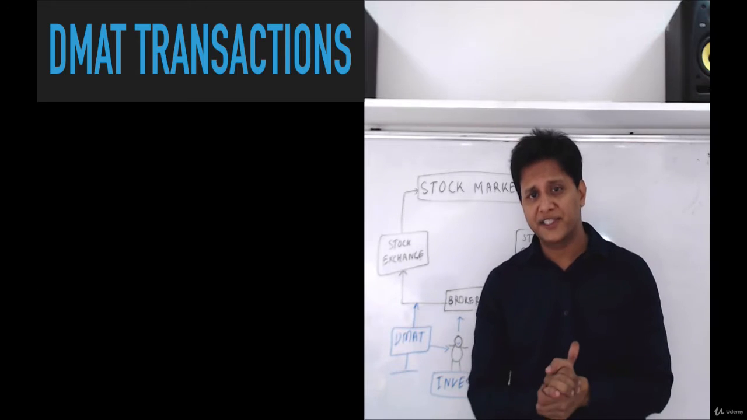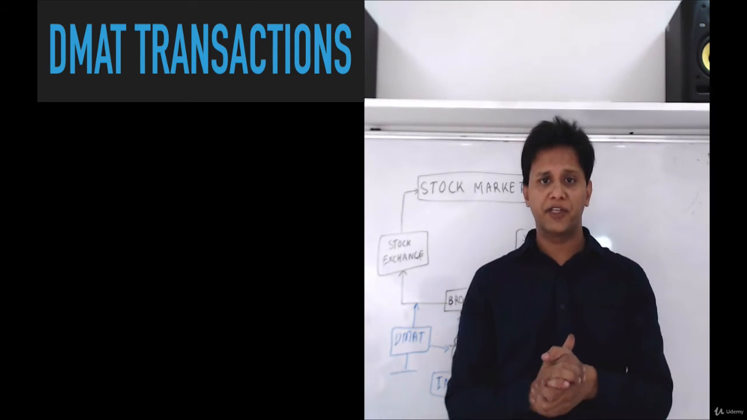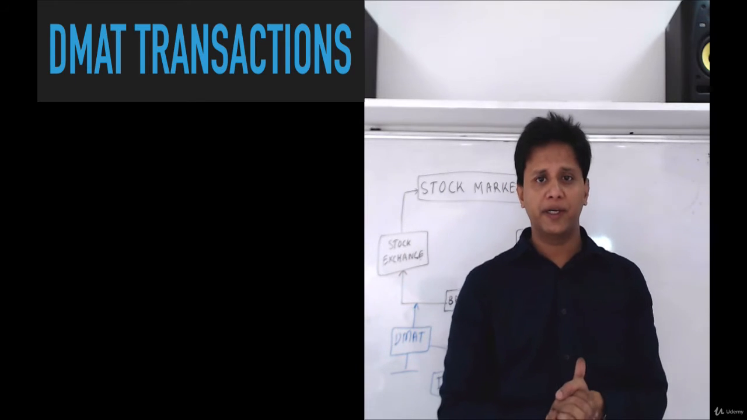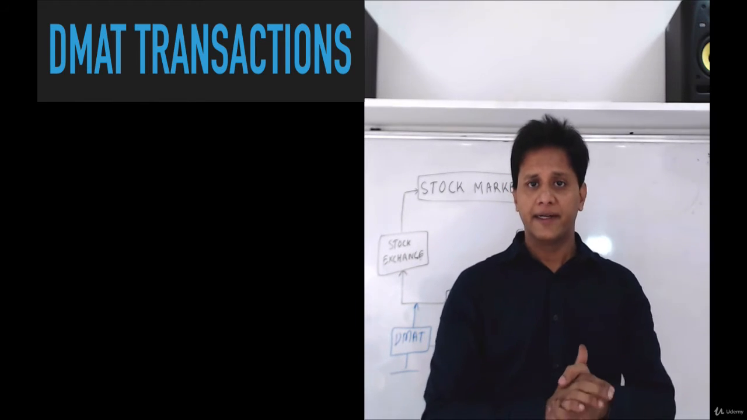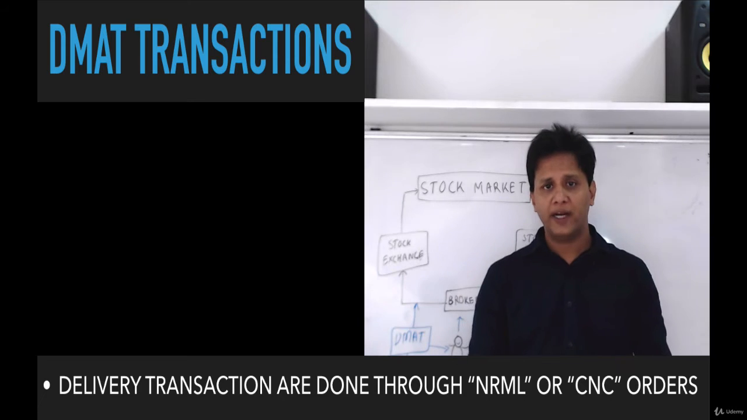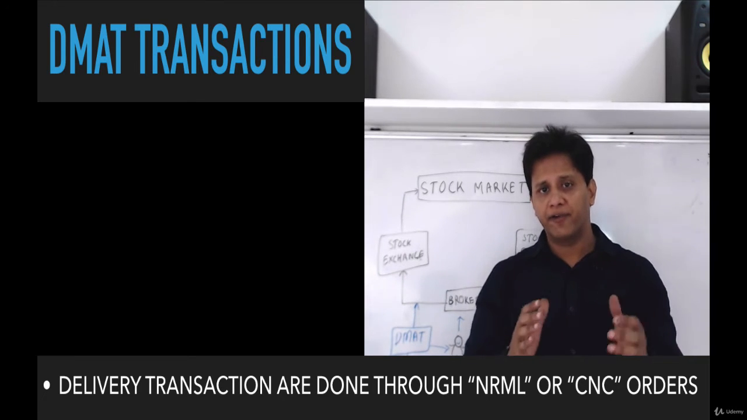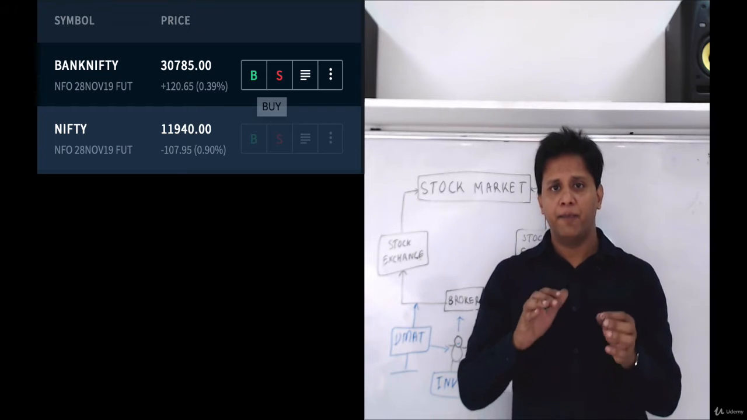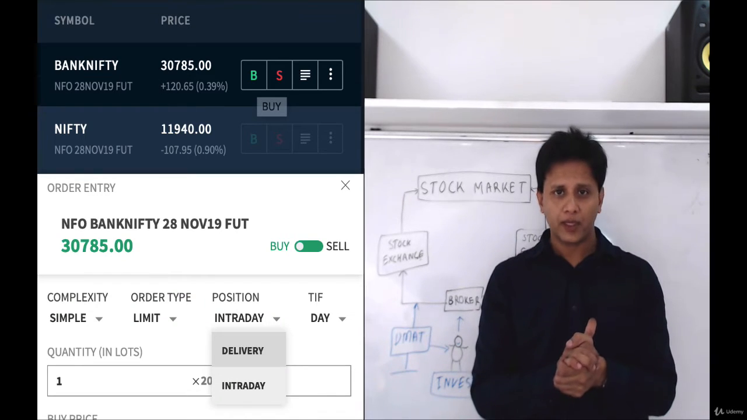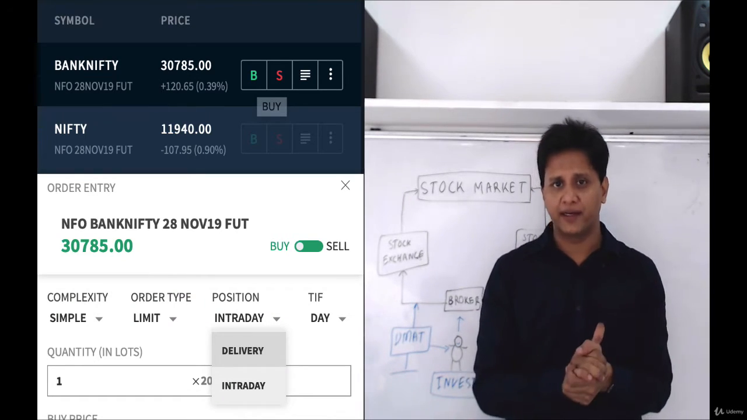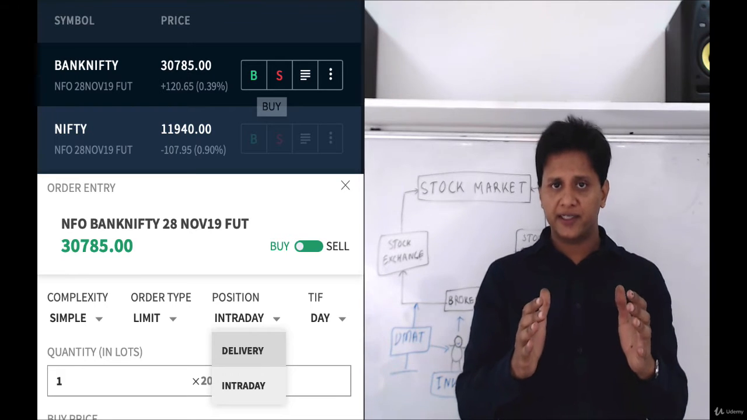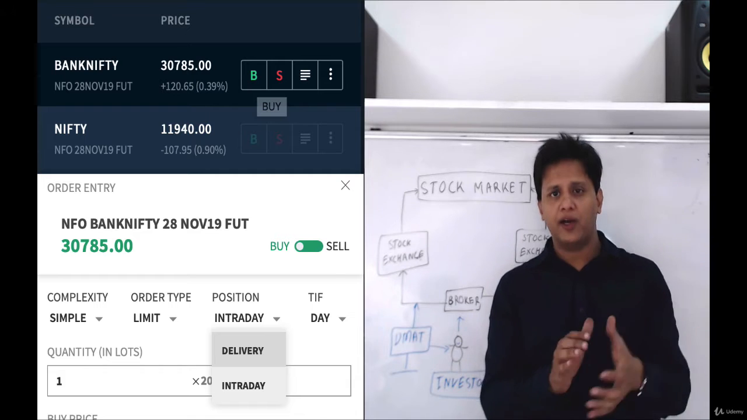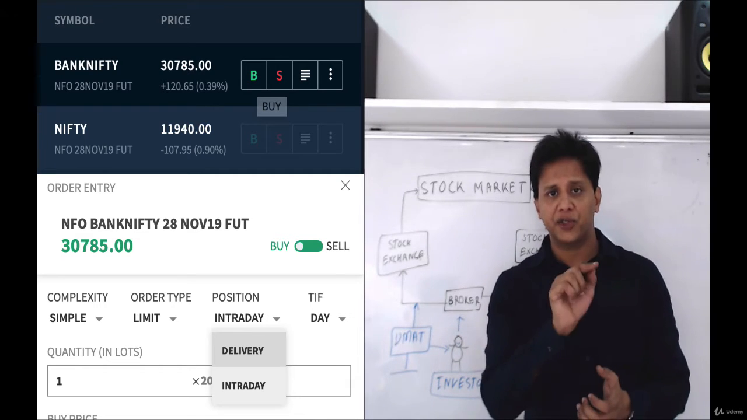Now let's understand the transactions of stock market which we do through DMAT account. So the first transaction we do is NRML or delivery transaction. What is NRML or delivery transaction? You can see in this example, if you right click and buy any stock, you get a transaction screen. So if you want to keep those shares for a longer duration of time, you could select them as delivery or CNC, cash and carry.